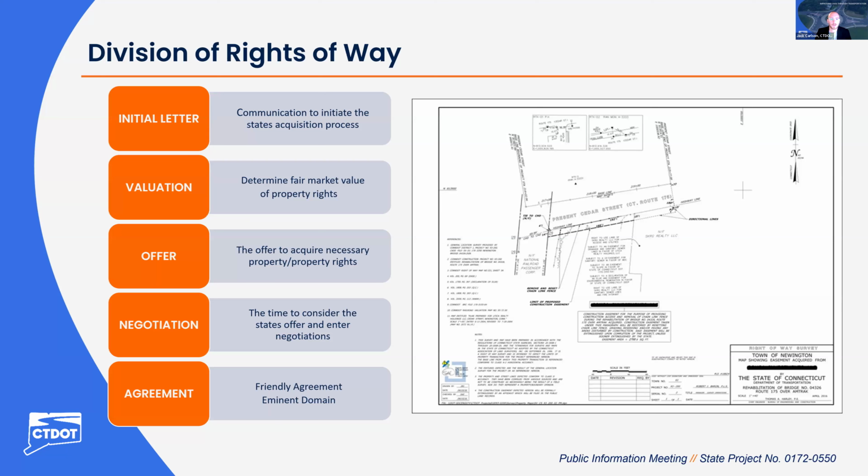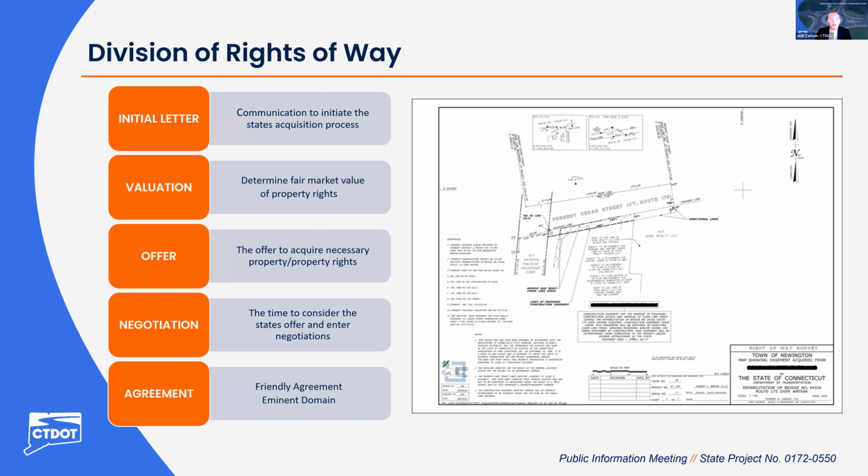So the right-of-way acquisition process begins once the project design has progressed to a development milestone and all the impacts have been determined. At this point, each affected property owner will receive from our office a formal letter of intent to acquire, what we call our initial letter, along with a property map which will depict the specific property rights being acquired. As you can see on the right side of the screen, the property map will depict any specific property rights being acquired and the parcel they're being acquired from.